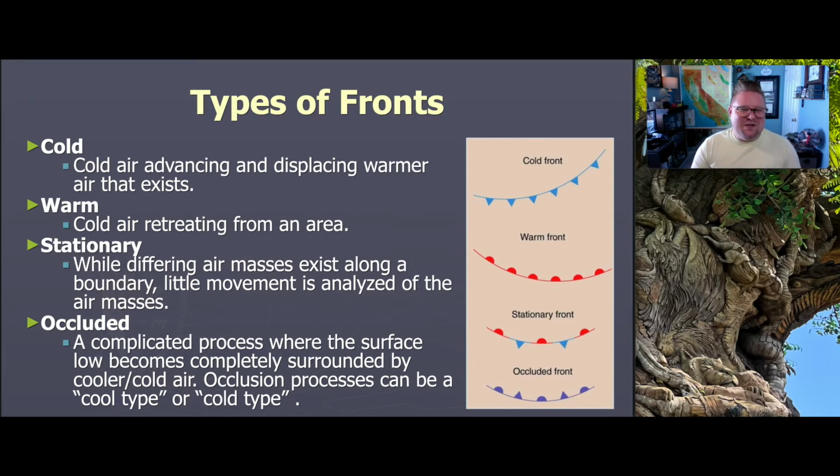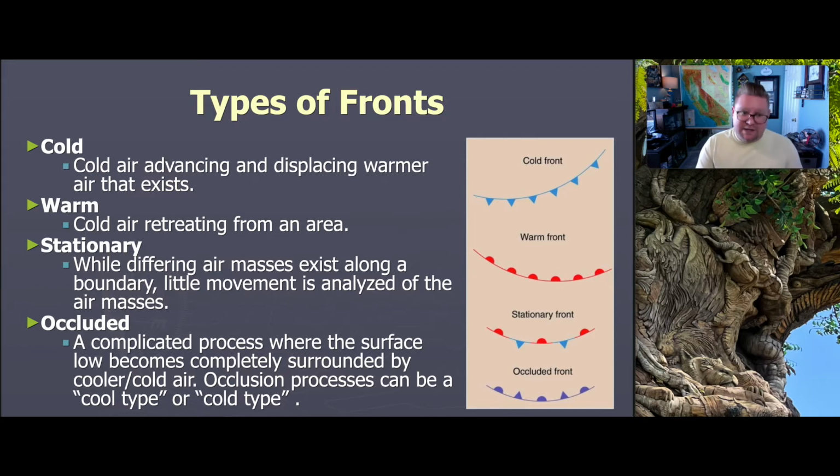So anyway, we can look at a cold front first. Cold fronts are cold air advancing and displacing the warm air that was already in existence, and we draw out a cold front as a blue line with triangles on it. We have warm fronts, which is when cold air is being retreated or pushed away from an area and replaced with warm air. Warm fronts are a red line with a half circle.